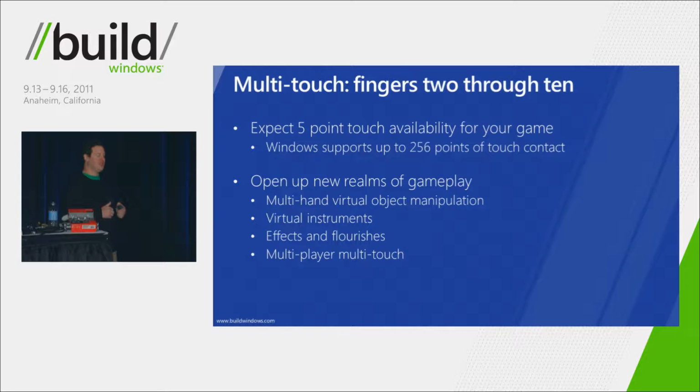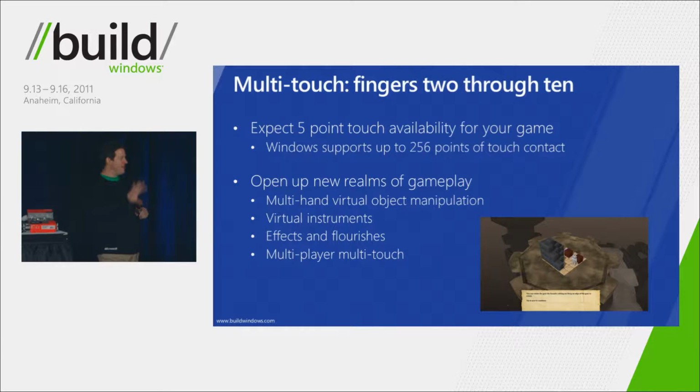Now, just as a side note, Windows arbitrarily supports up to 256 points of touch. Hopefully, you won't ever see that on a tablet device. But if you're designing a game that, say, runs on a giant touch screen wall in Las Vegas, or maybe on a Surface device, you might actually see somewhere in the neighborhood of this many touches. And when you start to think about that number of contact points on an actual device, it really gives you a lot of possibilities for your game.